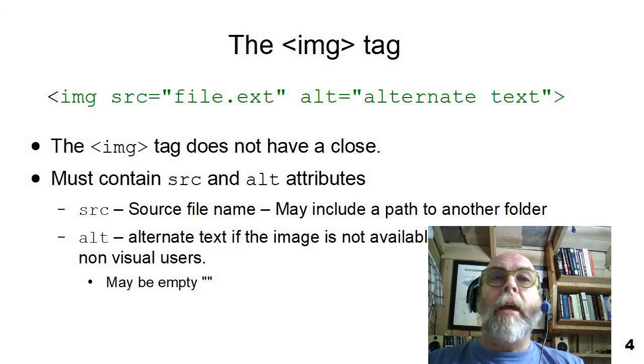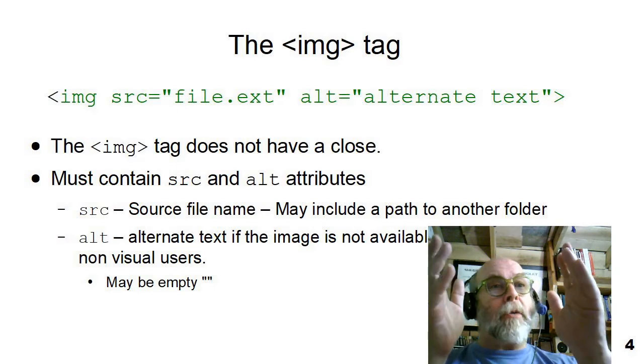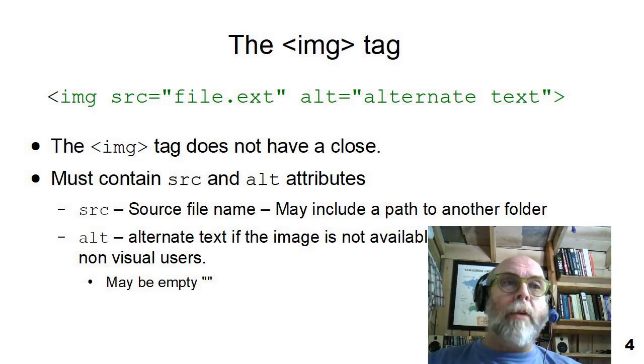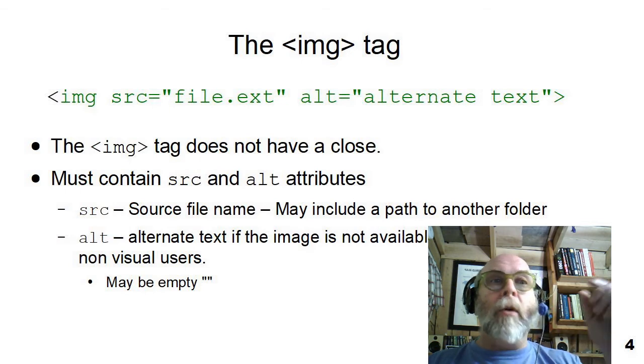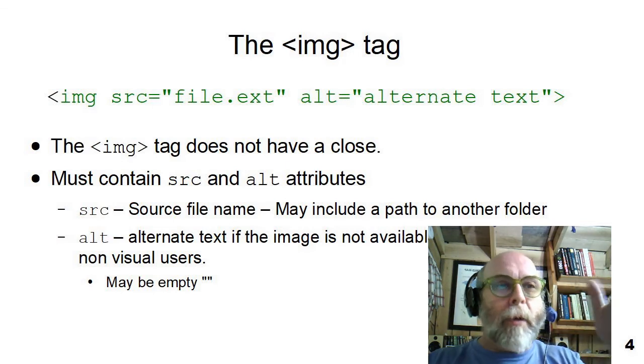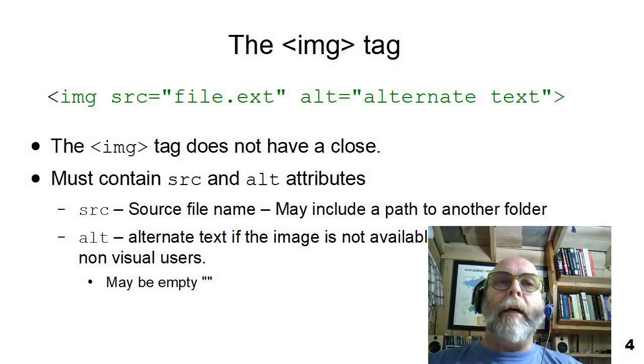So if it was image source secretariat.jpg, alt would be prize winning or triple crown winning horse. Okay, so you would know that secretariat, so that you'd know that that was a picture of a horse.